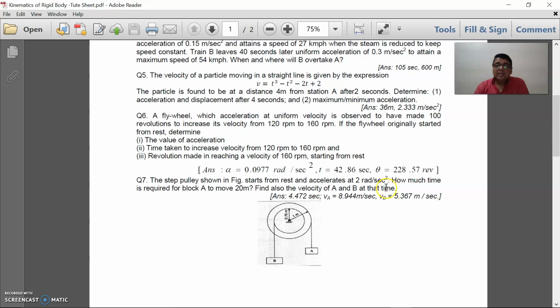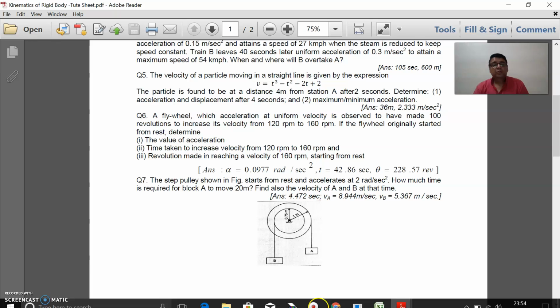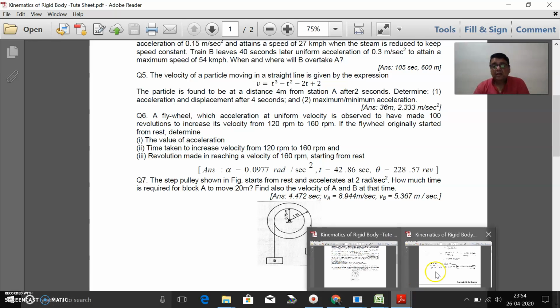Then he's asking how much time is required for block A to move 20 meter. I do not know whether it will move downward or upward, but he's asking how much time is required for block A to move 20 meter. I'll calculate that, and also find the velocity of A and B at that time. No issues. Let us come to the solution.